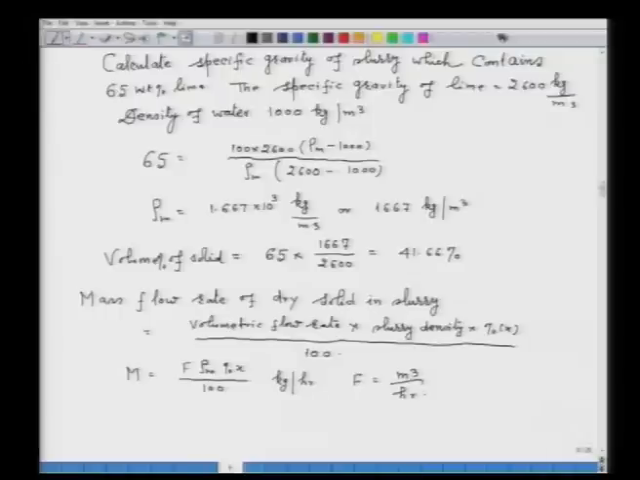Now, if I replace this percentage x from the earlier formula, then I get mass flow rate equal to F rho s into rho m minus 1000 divided by rho s minus 1000. So, you can also determine the mass flow rate by utilizing this particular formula. Let me explain to you by solving a particular problem.